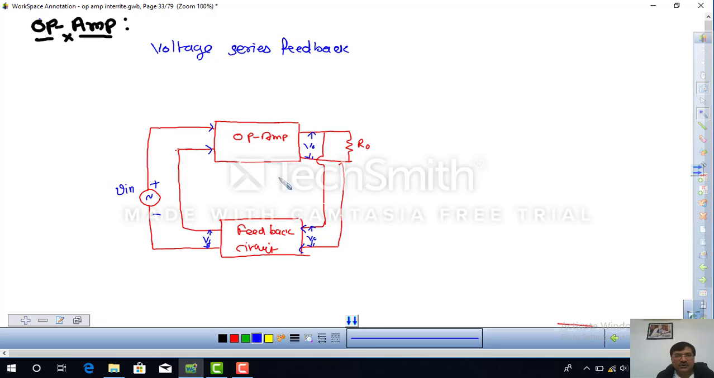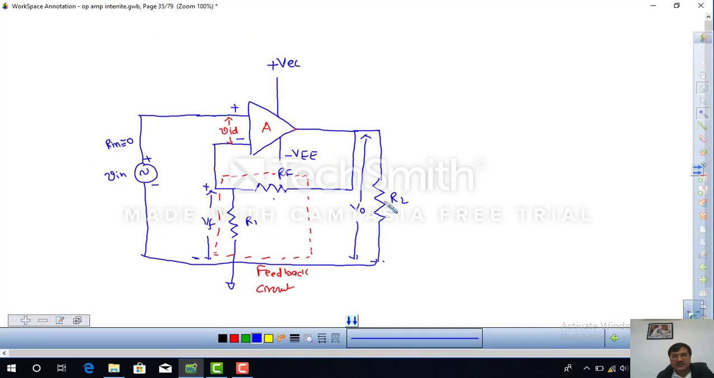It is also called a non-inverting amplifier with feedback circuit. So now we draw the real circuit diagram for voltage series feedback, or we can say non-inverting amplifier with feedback. I have already drawn it to save time. So this is our op-amp, this is the non-inverting input terminal, and this is the negative input terminal. Here we get the output. So part of the output is used to give back, and this is your feedback circuit.